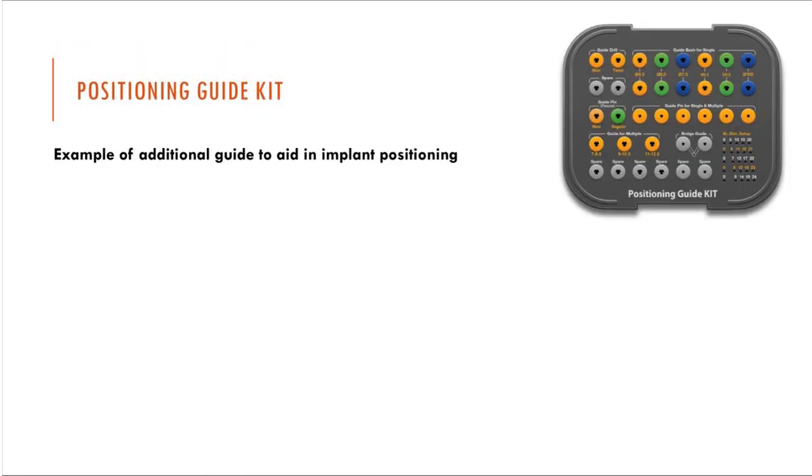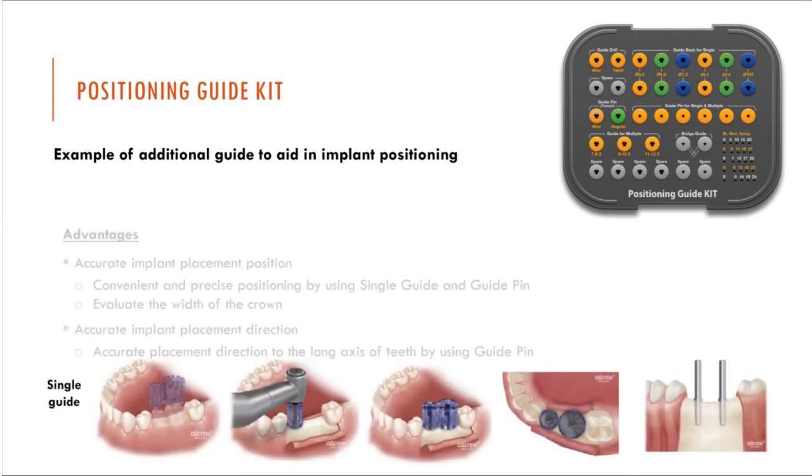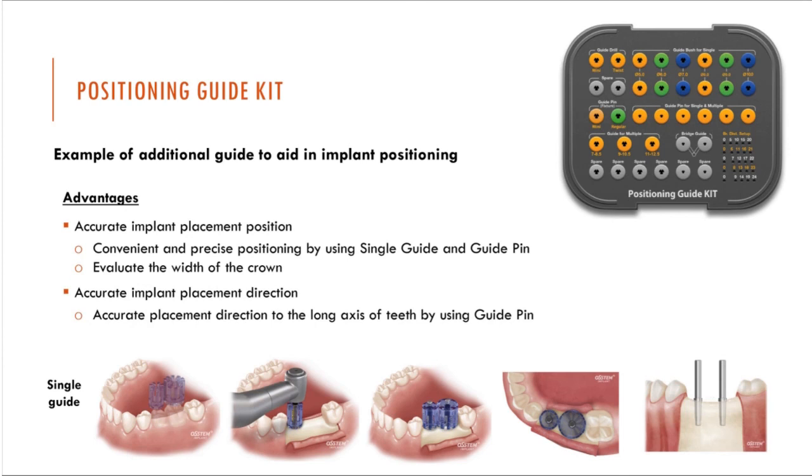This is an example of a positioning guide kit. The advantage of using the guide kit is to get accurate implant placement positions. It is more convenient and gives precise positions because of the use of the single guide and also the guide pin, and you can also evaluate the width of the crown by using the plastic sleeve. You can also get accurate implant placement directions by using the guide pin.